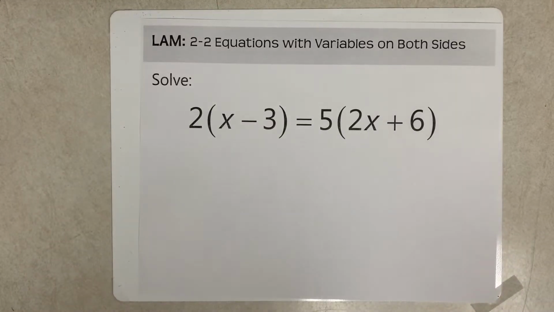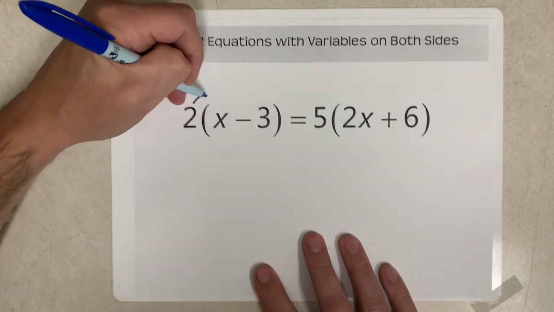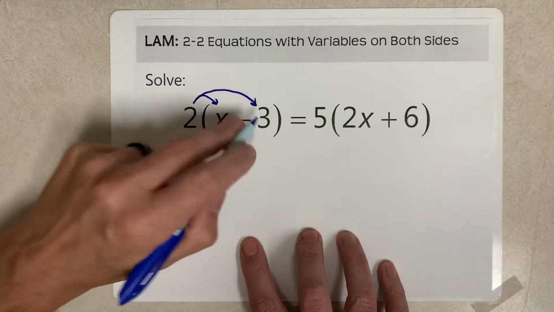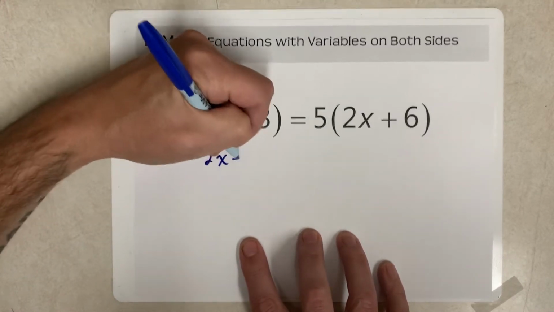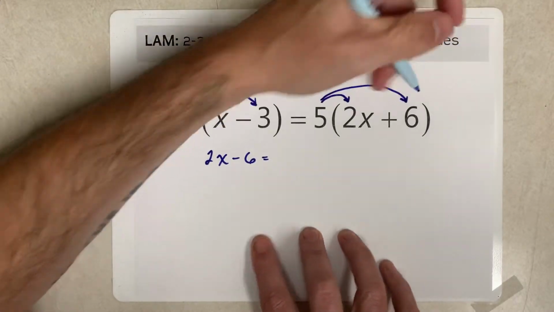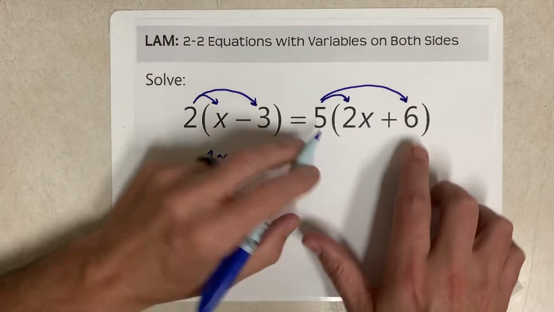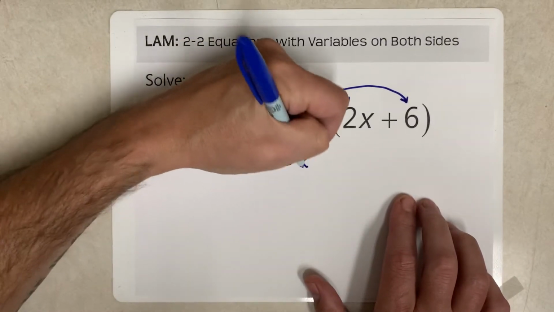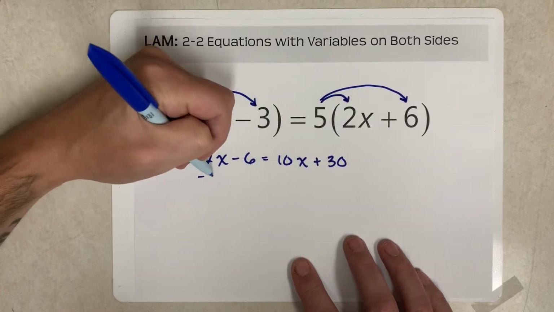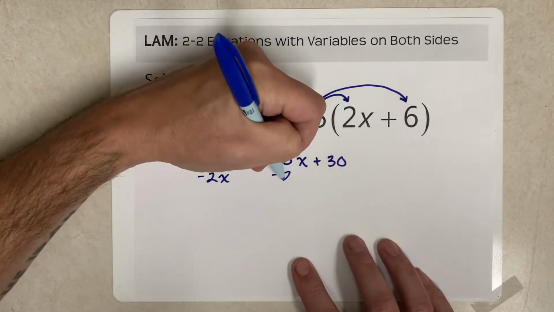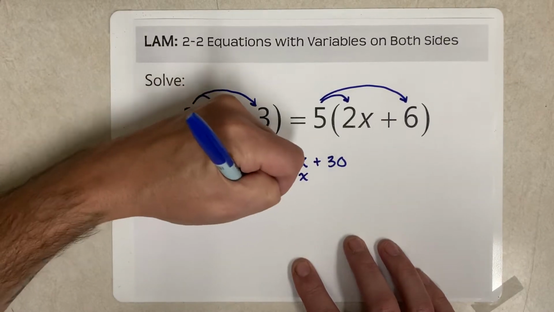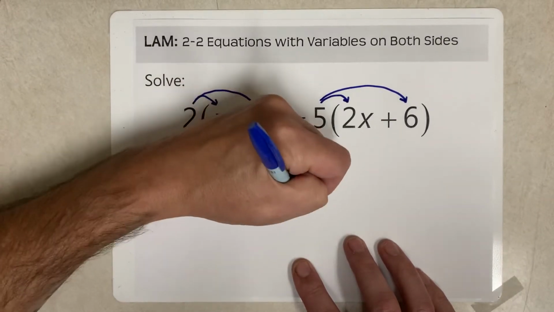Okay, this one I'm going to have to distribute both sides first. So let's go ahead and do that. So 2x minus 6 equals, distribute that 5, 10x plus 30. All right, I'm going to subtract 2x this time on both sides. Bring down the minus 6 equals 8x plus 30.